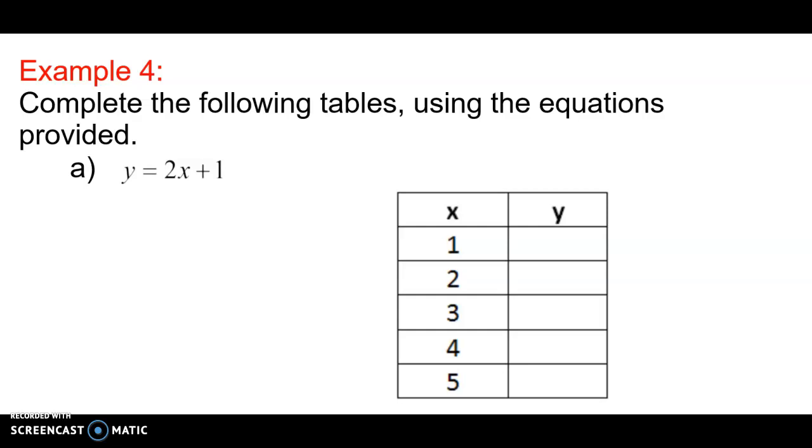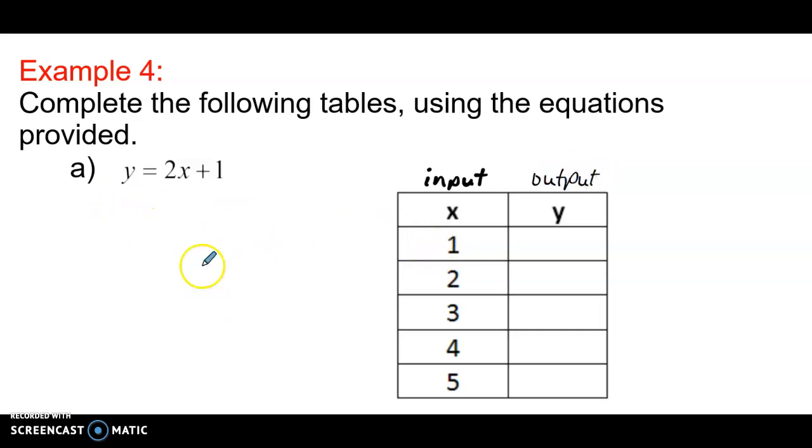In example 4, we're going to complete the following tables using equations. So this time, instead of giving you the table, you giving us the equation of the graph, we're going to give you the equation, and we're going to move into how to complete a table of values. So remember, our x values here are going to be our input values. We're going to take each of these values of x, put them into our equation, and our equation is just a rule. And once we do that rule to our input value, then we're going to get this output value right here.